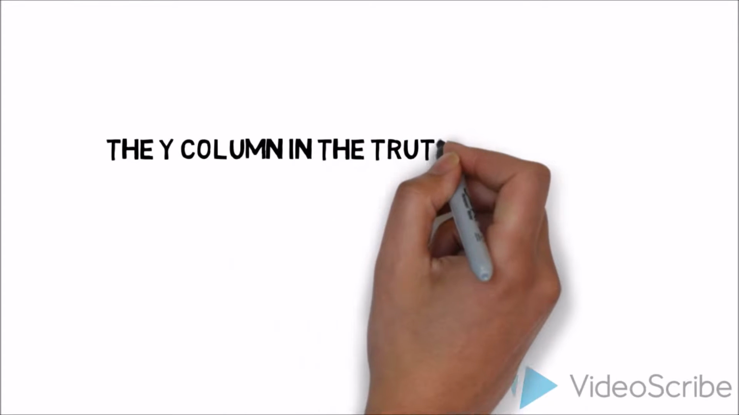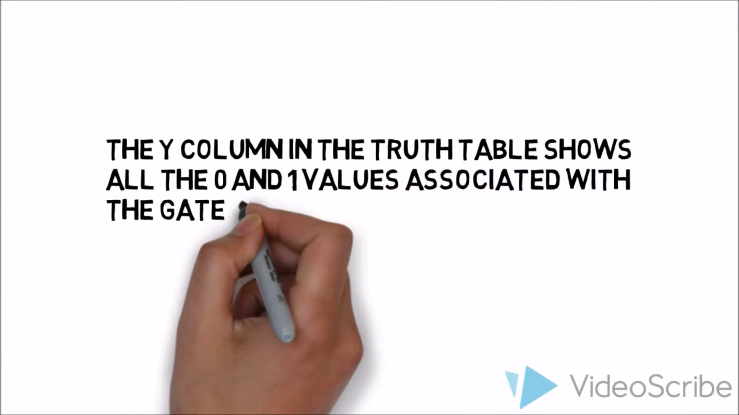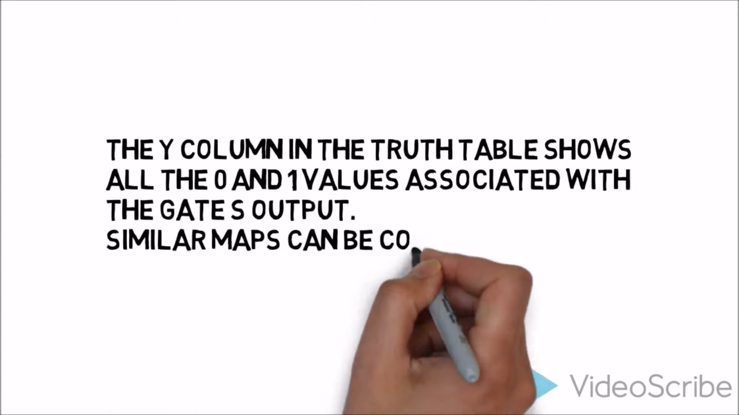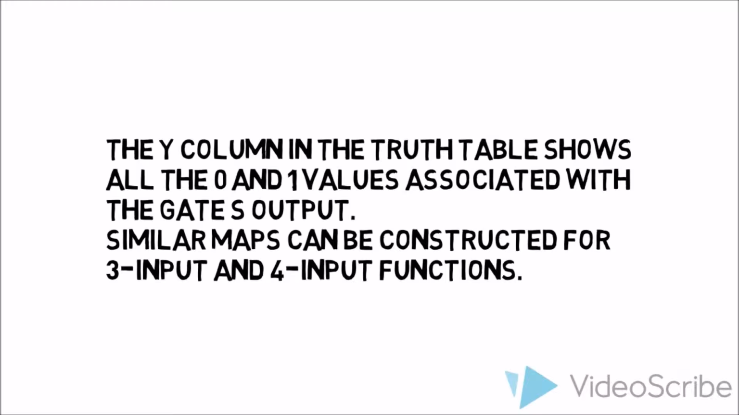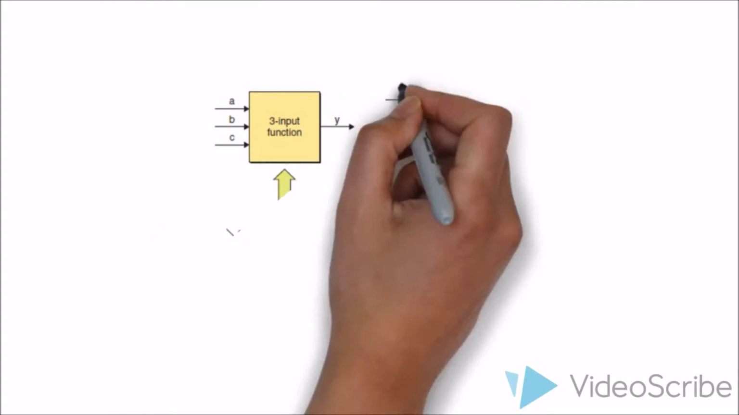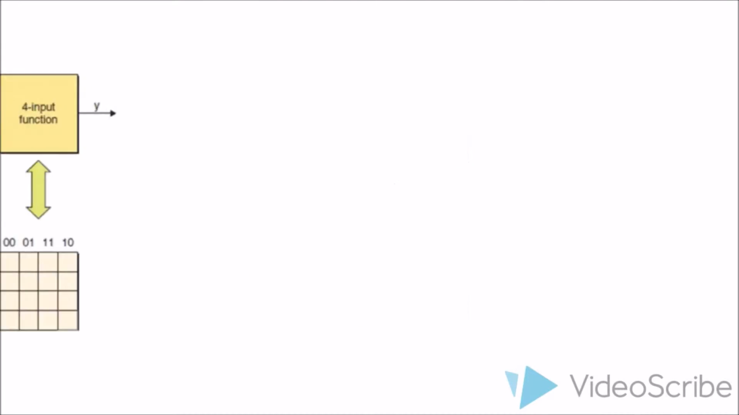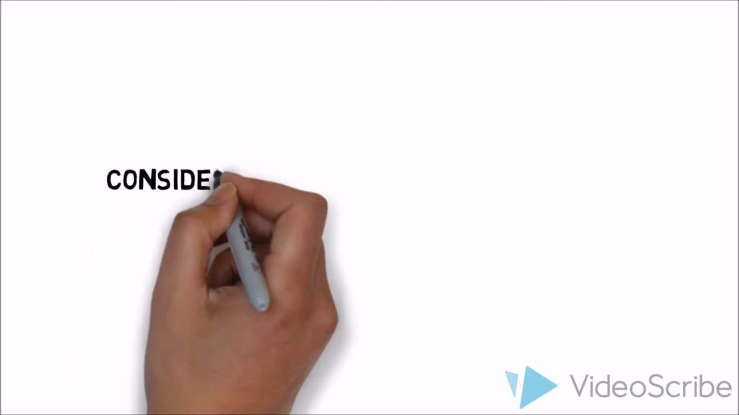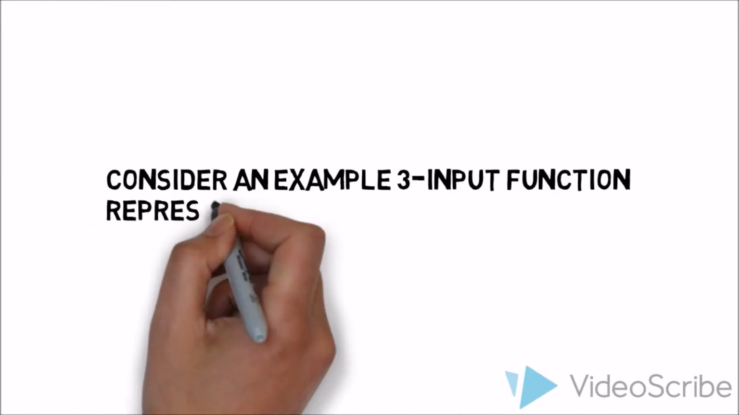The Y column in the truth table shows all the 0 and 1 values associated with the gate's output. Similar maps can be constructed for 3-input and 4-input functions. In the case of a 4-input map, the values associated with the C and D inputs must also be ordered as a Gray code, as we can see in this picture. Consider an example: a 3-input function represented as a black box with an associated truth table.